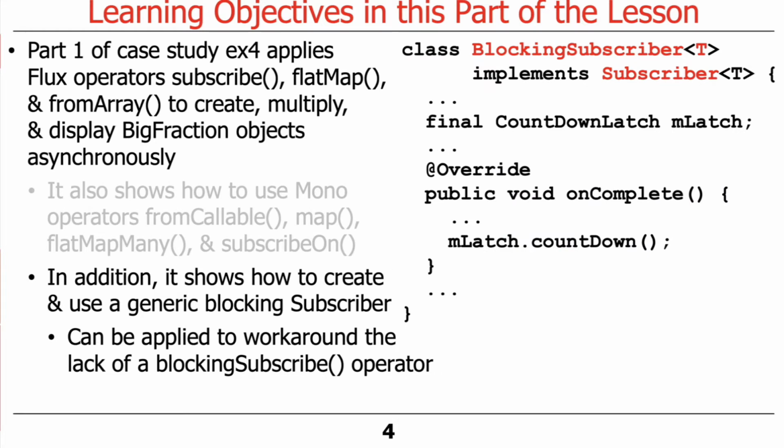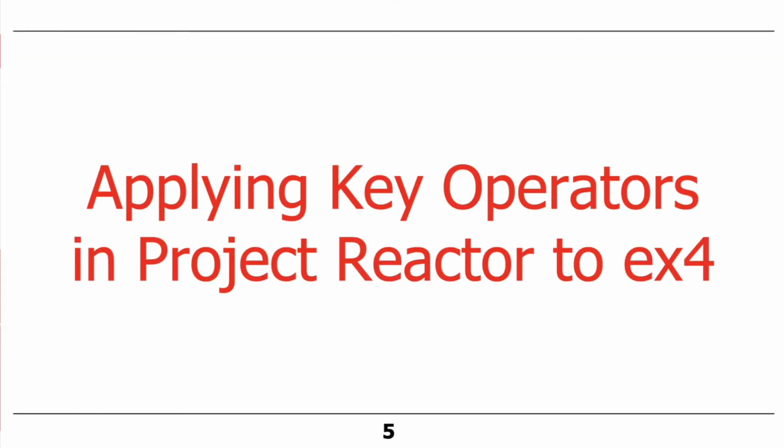So we're also going to talk about this interesting implementation of subscriber called blocking subscriber, and that will be a useful class that you could use for other examples, other applications. And it also can be used to work around the lack of a blocking subscribe operator. For some reason, the Project Reactor framework does not have a blocking subscribe operator, whereas the RxJava one does. So this is kind of a way to work around that particular limitation.